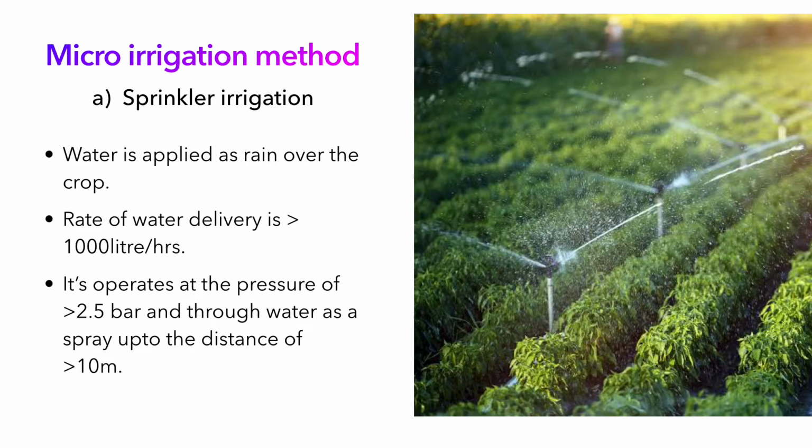And the third point is it operates at a pressure of 2.5 bar or above and throws water as spray up to a distance of 10 meters or more. It works in a similar way: as we increase the pressure in our pipes, the distance which water will cover also increases. The minimum pressure which is required in our pipes is 2.5 bar.